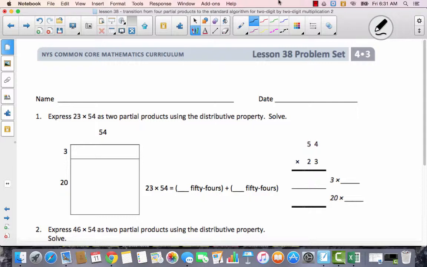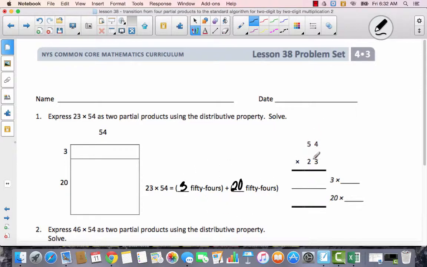All right, so this is pretty much like what we did in lesson 37. We have 54 times 23. So we have 54 times 3, and we have 54 times 20. You can see here we've got some distributive property, and we've got 23 times 54. So this would be 3 54s and 20 54s, because it's basically 54 times 3, 54 times 20. So 54 times 3 is 54 three times, and 54 twenty times. So that's what this means.